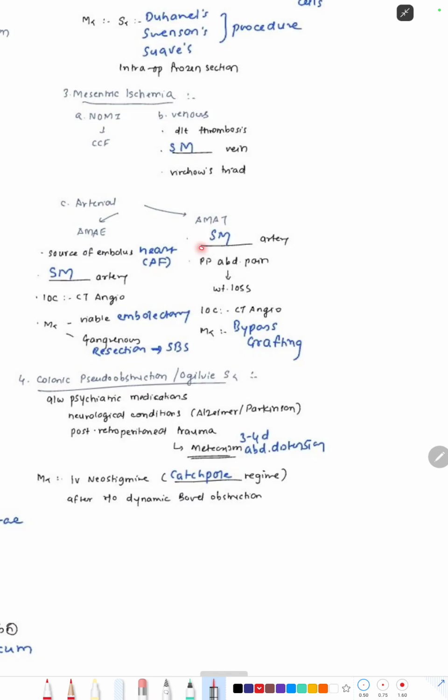When it is AMAT, the artery affected is the superior mesenteric artery, with postprandial abdominal pain followed by weight loss. Investigation of choice is CT angio, and management is by bypass grafting.